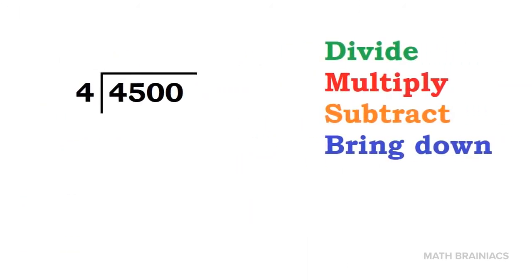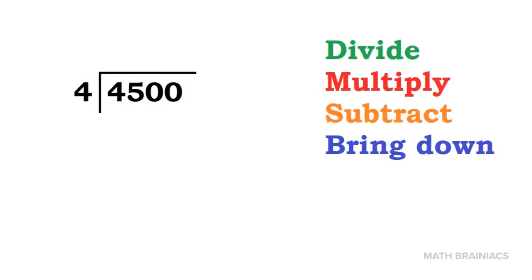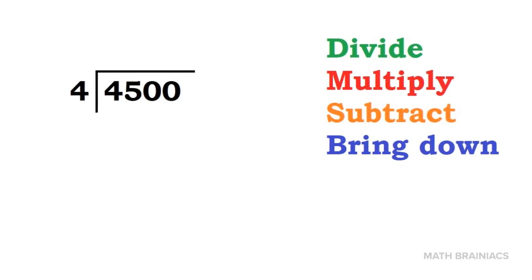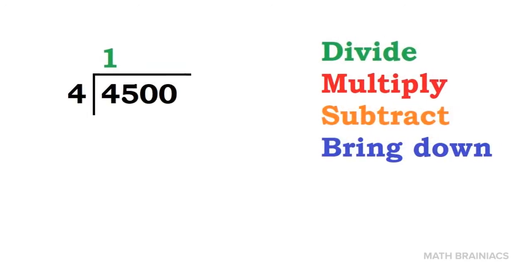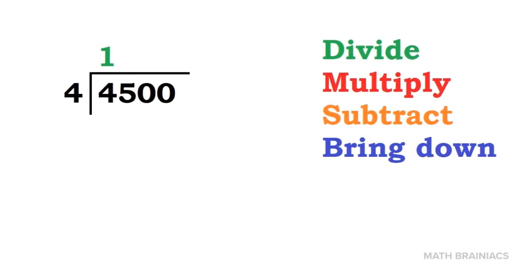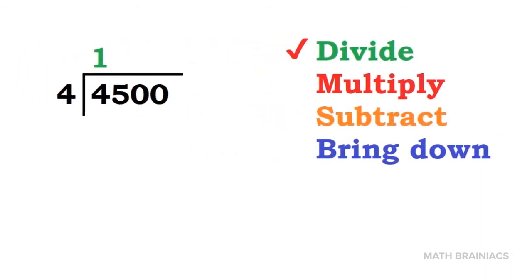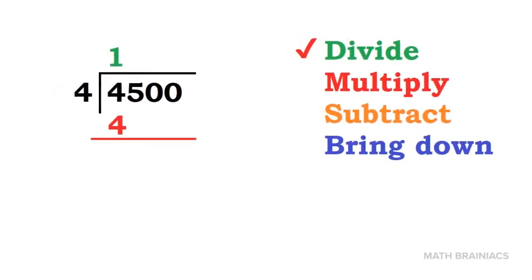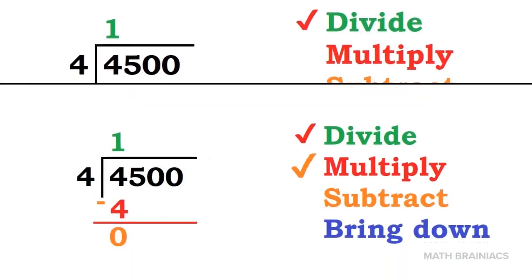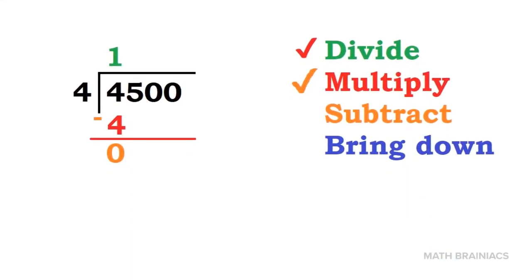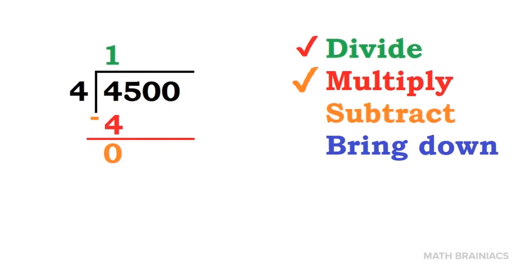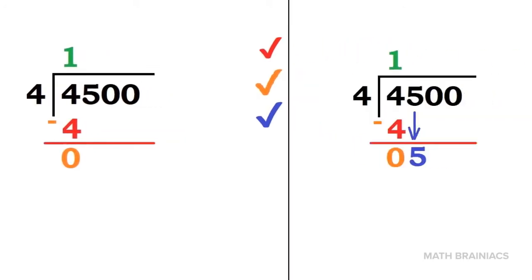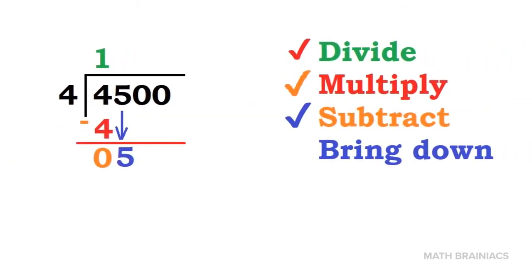Let us work on another example so that you can hit it off. 4,500 divided by 4. Just remember, the steps will always be the same. Let us divide first. 4 divided by 4 is equal to 1. Next, we are going to multiply the quotient with the divisor. Accordingly, 1 times 4 is 4. Later, we're going to subtract 4 minus 4, which will give us 0. The next step after subtraction is bring down. Therefore, we are going to bring down the 5.